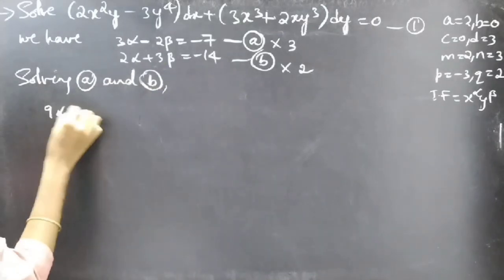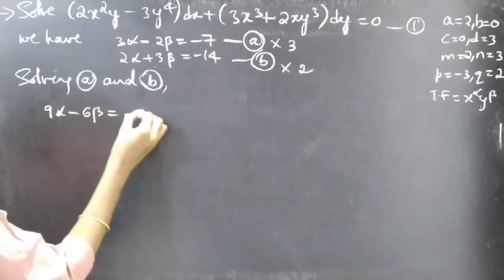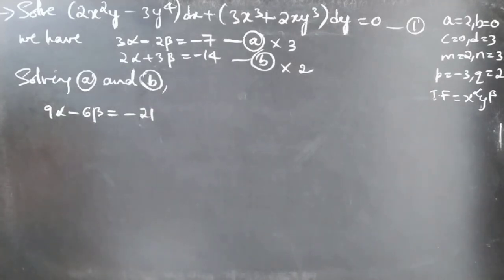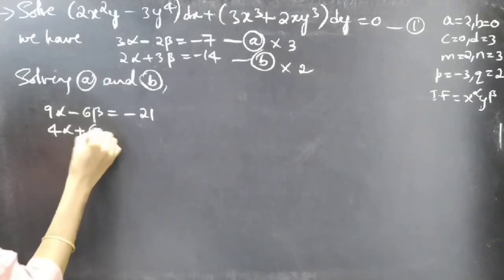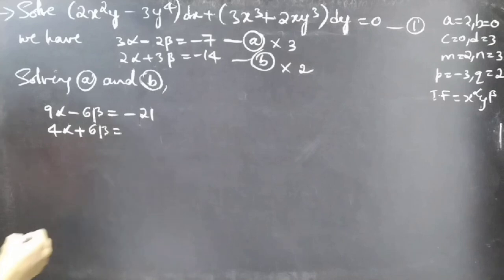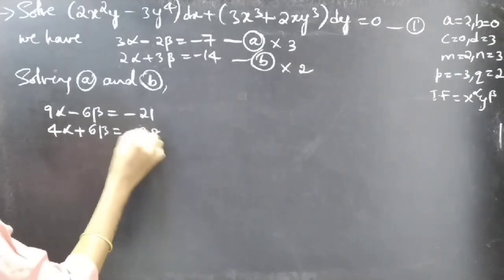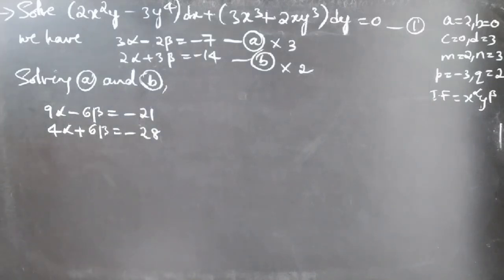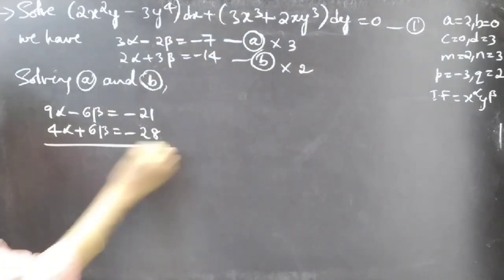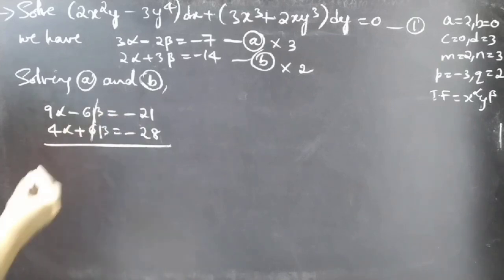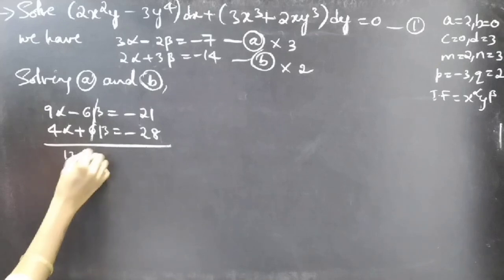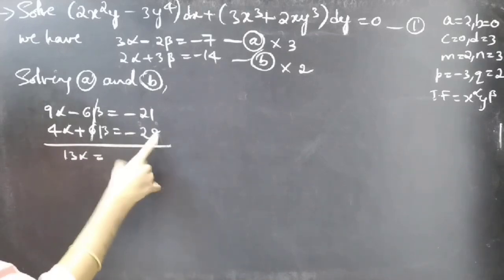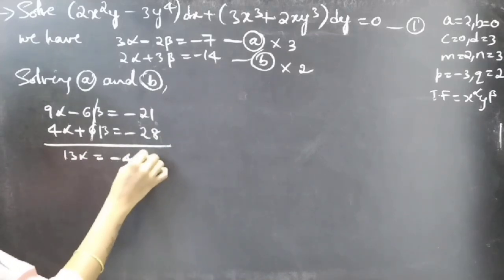Three threes are 9 alpha minus 3 twos are 6 beta minus 3 sevens are 21. 2 twos are 4 alpha plus 3 twos are 6 beta equal to 14 twos are 28. Minus 6 beta plus 6 beta gets cancelled. 9 alpha plus 4 alpha gives 13 alpha equal to minus 21 minus 28 gives minus 49.